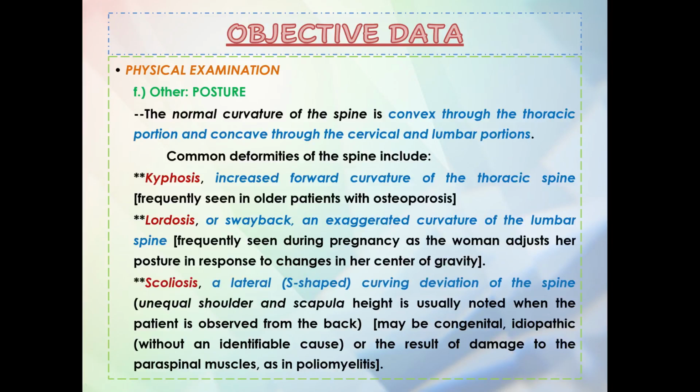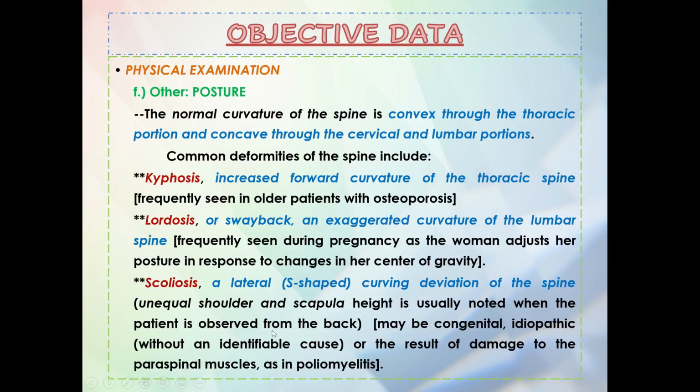So, I'll show you the picture later. So, ito yung mga deformities of the spine. So, we have kyphosis. It is the increased forward curvature of the thoracic spine. Commonly seen siya sa mga older patients with osteoporosis. Lordosis or sway back. So it is an exaggerated curvature of the lumbar spine, frequently seen during pregnancy naman, si lordosis. Scoliosis, lateral S-shaped curving deviation of the spine.